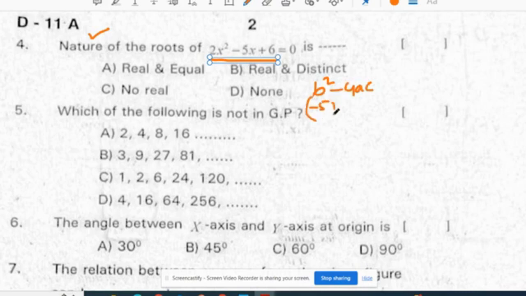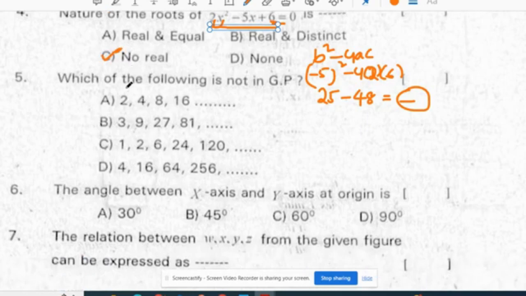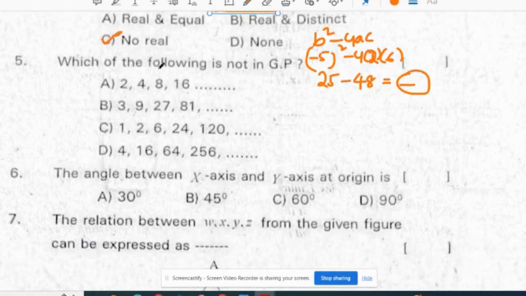Fourth, the nature of the roots of 2x square minus 5x plus 6. For the nature of the roots, we have to use the formula b square minus 4ac. b is the x coefficient, which is minus 5. a is the x square coefficient, which is 2. c is the constant 6. So minus 5 square value will become plus 25, minus 4 into 2 into 6: 8 sixes are 48. So 25 minus 48 is a negative number. If the number is negative, there will not be any real roots. So no real roots.